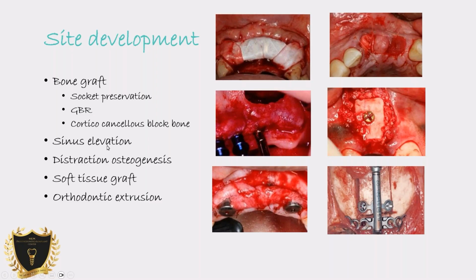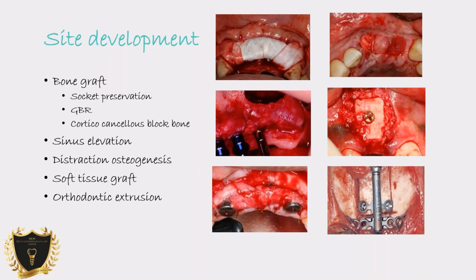If you're looking at a sinus, you can do a sinus lift. It could be a direct or it could be a lateral window. You can do distraction osteogenesis to expand or vertically correct the bone. You may find the soft tissue is very thin or you have gingival recession. You may need connective tissue grafting or a free gingival graft.